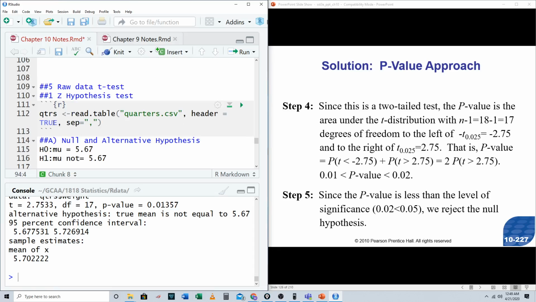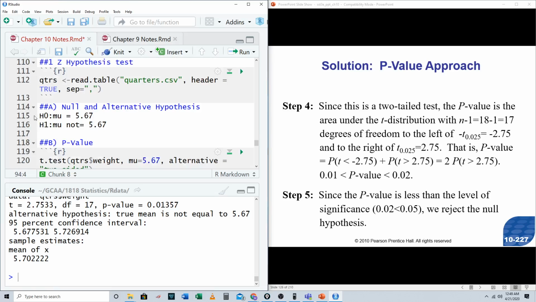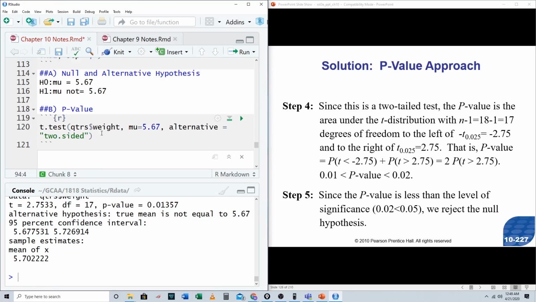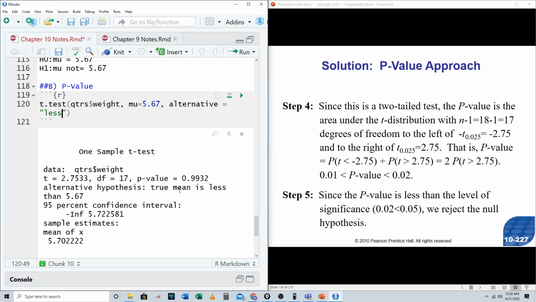Now you can also do this with raw data. And in raw data it's so much easier because you don't have to do anything really. You just run this. This is the formula for raw data. Now here's the thing. If you're doing less than, you would use less. If you're doing greater, you would use greater.